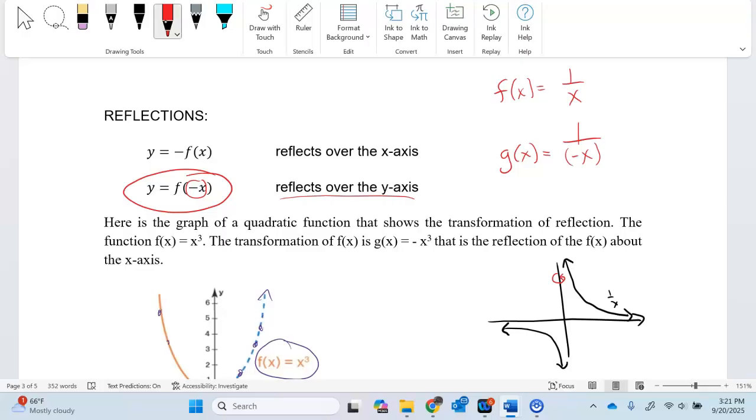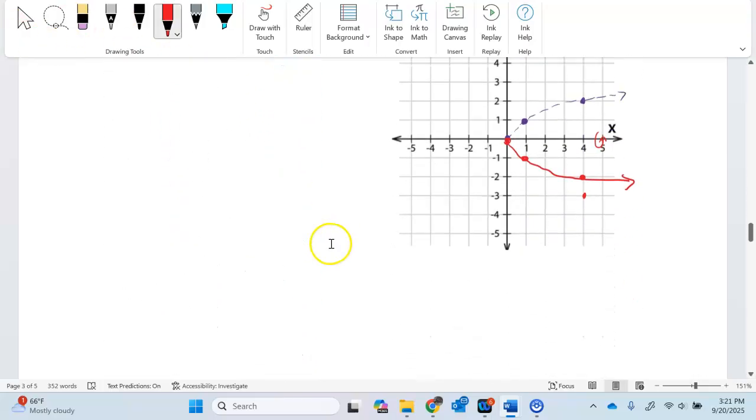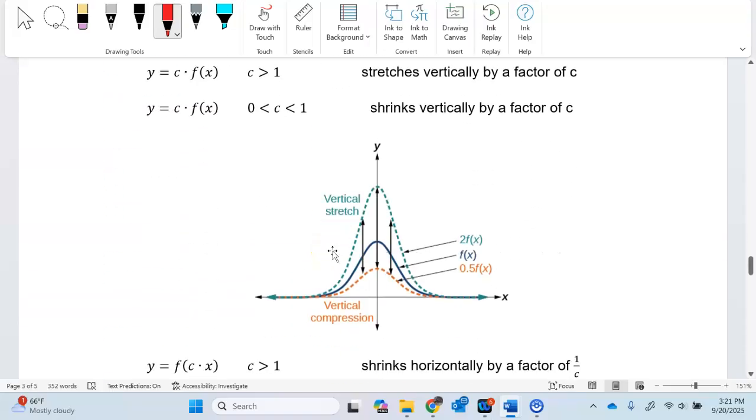Okay, so my new graph, let's use red. Here's the answer. It's that simple. I don't have to find points. I don't have to do anything but just do the reflection. This comes over here, and this point would be over here, and all the points that follow. So that is my function g of x, which is 1 over negative x. Okay? What else we got?